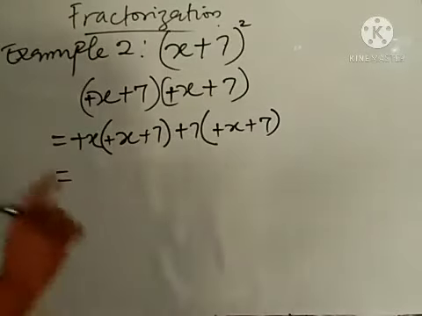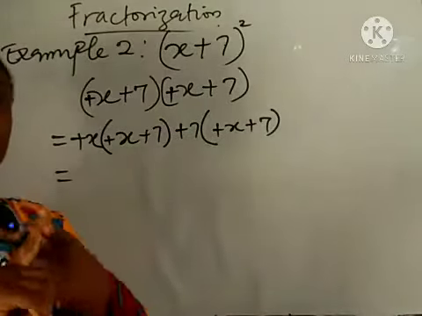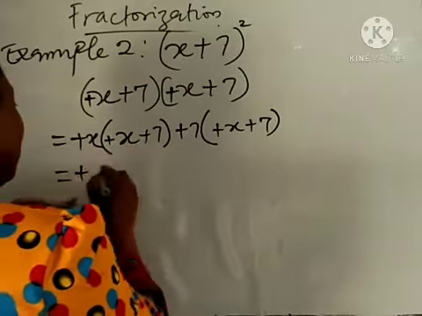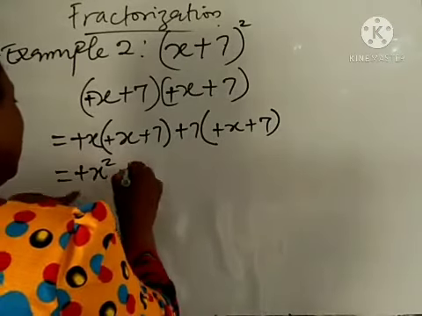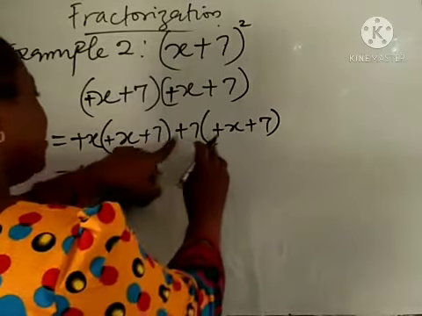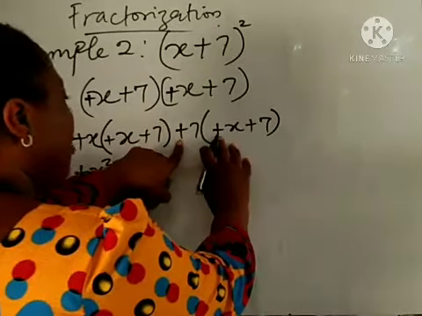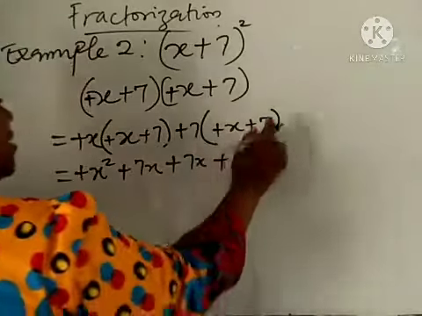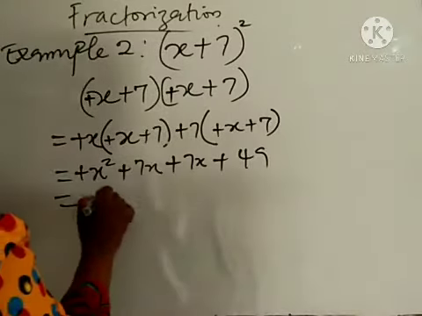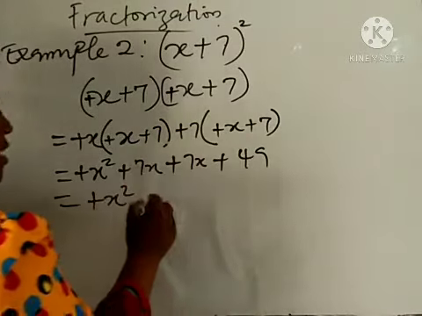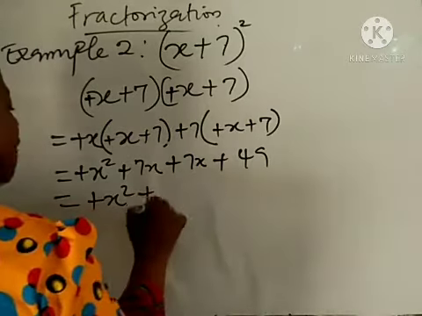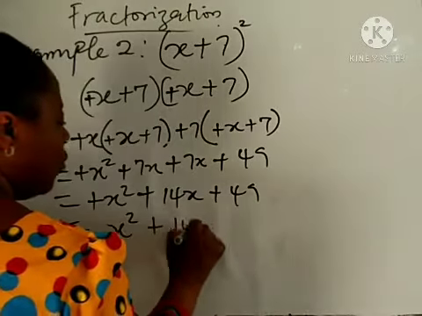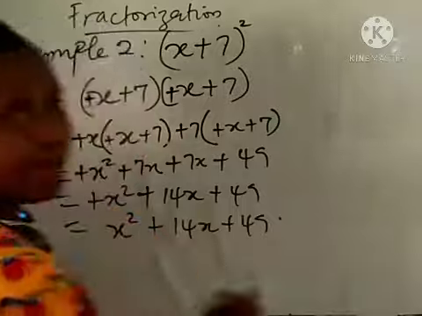Now, let's multiply. Remember, I told you, you multiply your signs first before you multiply the letters. Plus times plus, plus. We are multiplying x and x, which will give us x squared. Plus times plus, plus. x times 7, 7x. We are through with the first bracket. We move to the second. Plus times plus, plus 7 times x, we have 7x. Plus times plus, plus 7 times 7 is 49. We now have plus x squared, 7x plus 7x. That is the same thing as 7 plus 7, which will give us 14x plus 49. And this will give us x squared plus 14x plus 49.